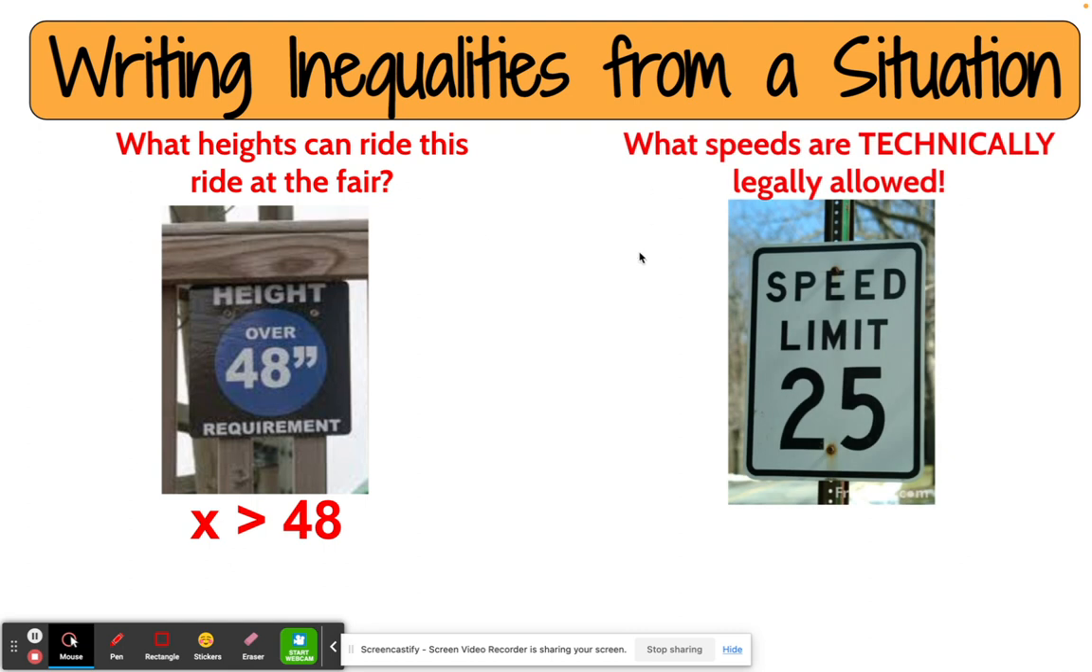What speeds are you technically allowed to ride if the speed limit's 25? Well, we can do any speed up to and including 25 miles an hour legally. Now, I know some of you will say, well, they won't pull you over if you're going 30 or whatever, but technically, you cannot go over 25.